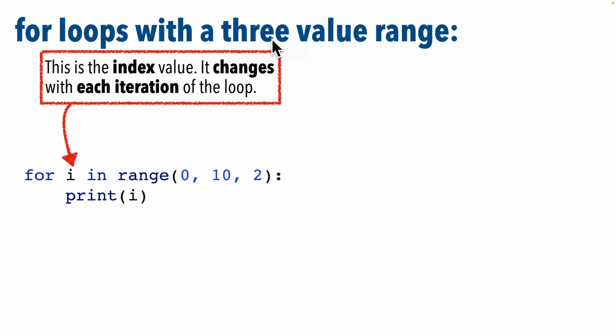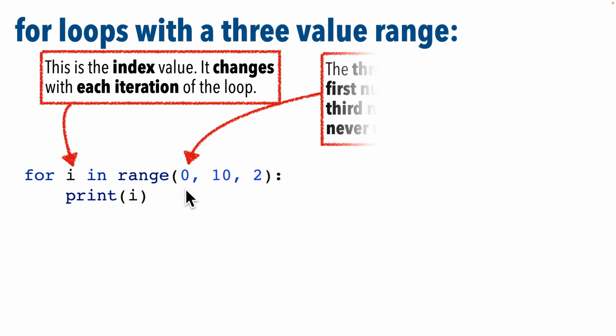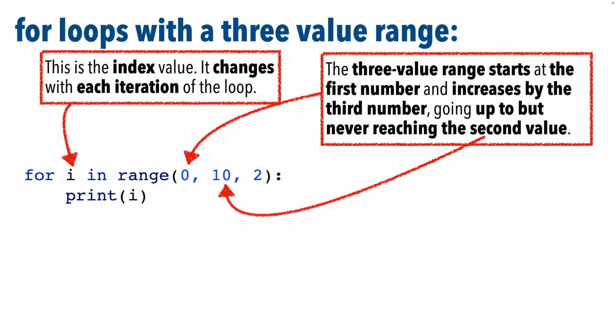This time we're going to use a 3 value range. Like the 2 value range, the first value in the range is our start value, and the second value is our stop value, where we go up to, but we never reach this value. But we've got a third value in here, and this is our increment. Normally, we increment the index each time by 1, but in this example, we've added a third value. Here it's the number 2.